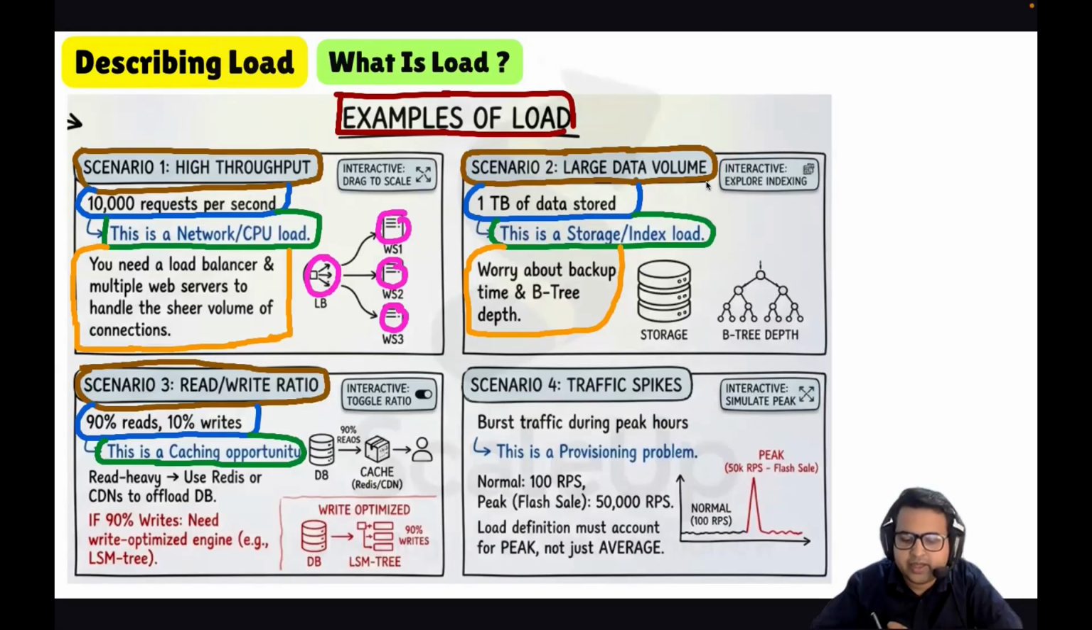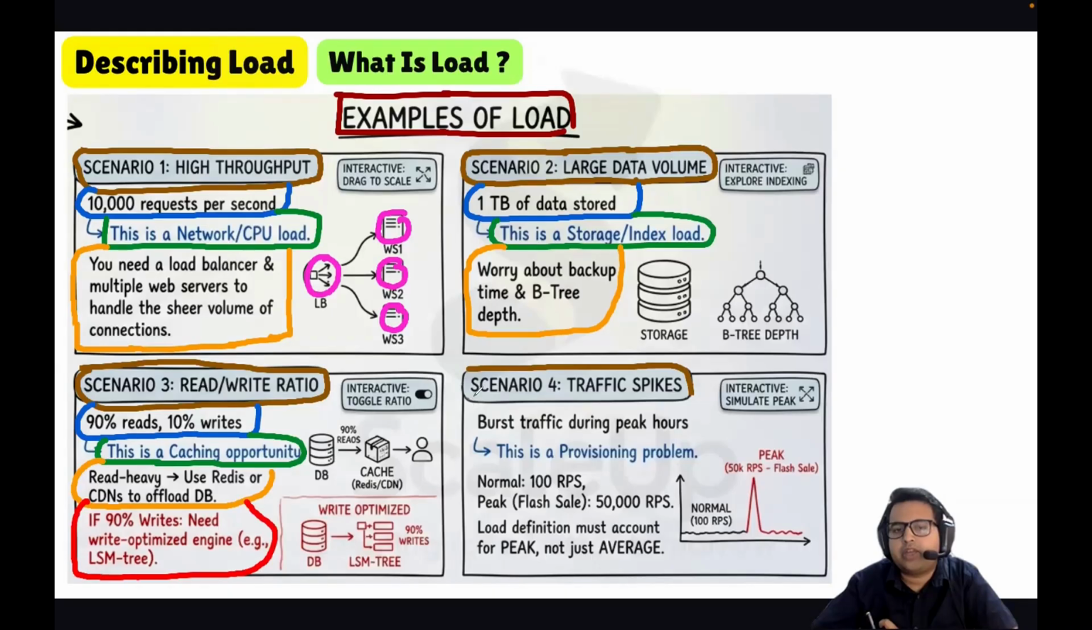And since it is read heavy, you can use Redis or CDNs to offload the database. On the other hand, if it would be 90% writes, then there would be a need for a write optimized engine like an LSM tree. And scenario 4 is the traffic spikes.